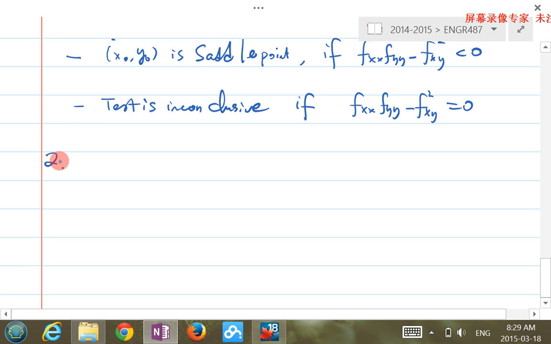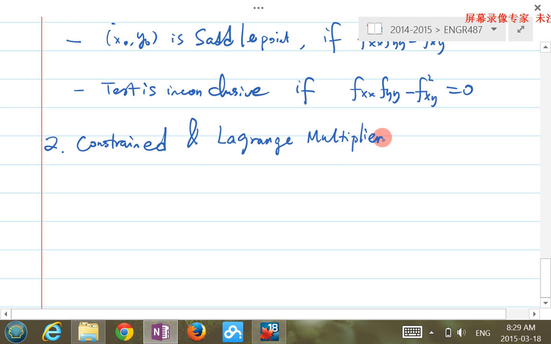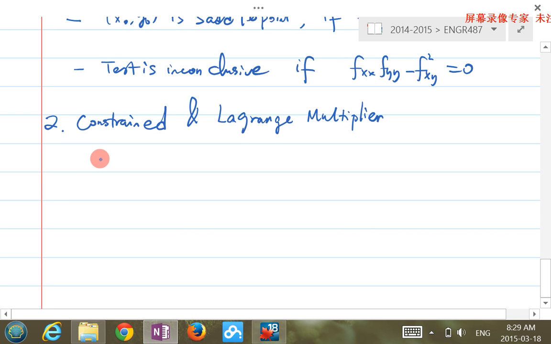And the second one we look at is the constrained problem, which is actually what our optimal control will deal with. So with a constraint, you have a function you want to minimize or maximize, but at the same time you also have a constraint. Which is why we're going to introduce the so-called Lagrange multiplier for this type of optimization problem. Okay, so the description would be this.